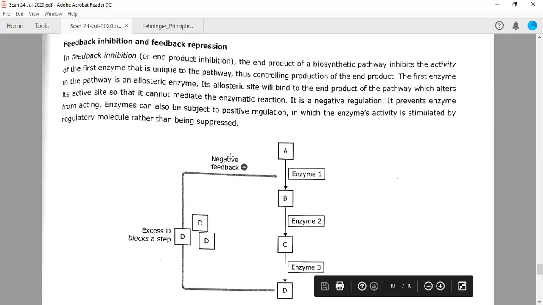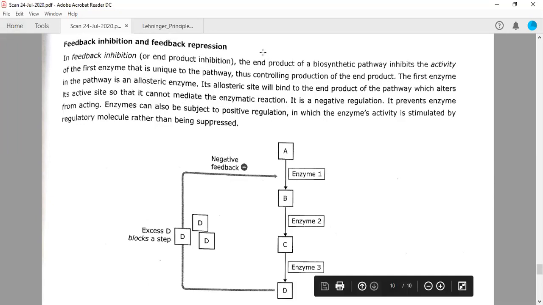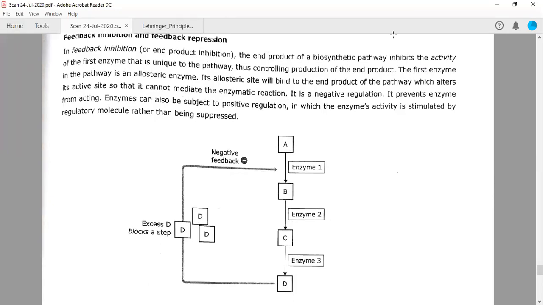This is called negative feedback. This is also called end product inhibition, because the last product is inhibiting the first enzyme. The end product of a biosynthetic pathway inhibits the activity of the first enzyme itself, which is most often the regulatory enzyme. For example, in glycolysis, hexokinase, or glucose 6-phosphate, is a kind of enzyme which is regulatory in nature, unique to that particular pathway, thus controlling the production of the end product.